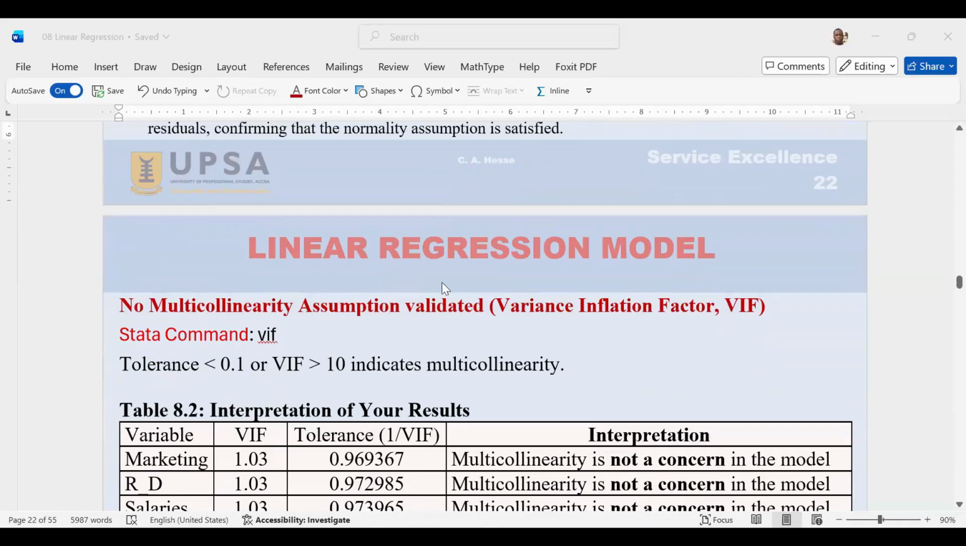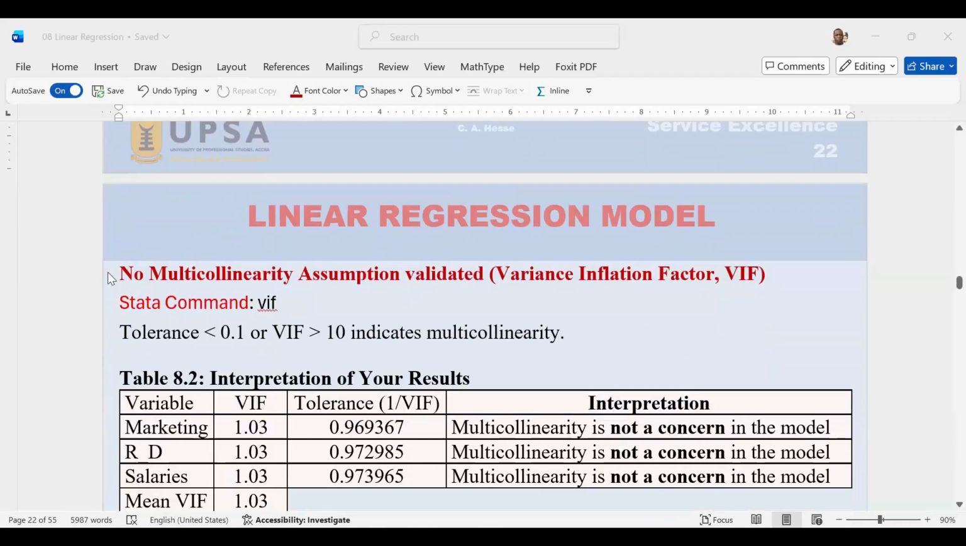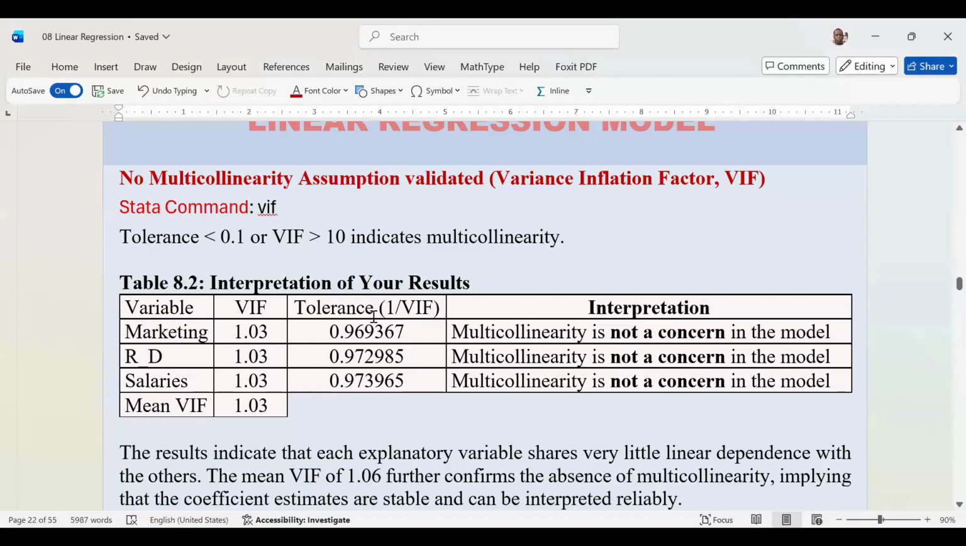Good. Then we check the fourth one, the multi-collinearity assumption. So that's the fourth assumption for linear regression. Instead of doing the correlation plot, you can use the VIF. So just run VIF. Type VIF at your command window. It will do the VIF for you.